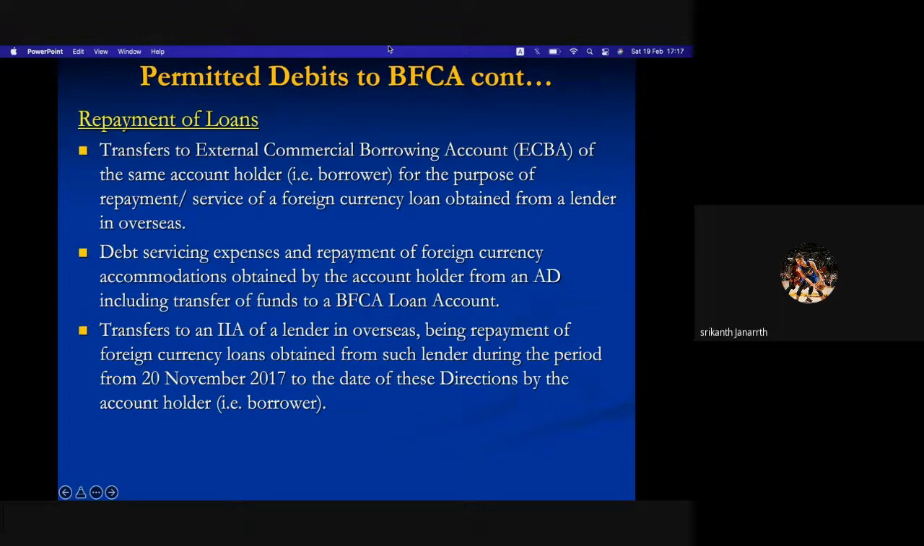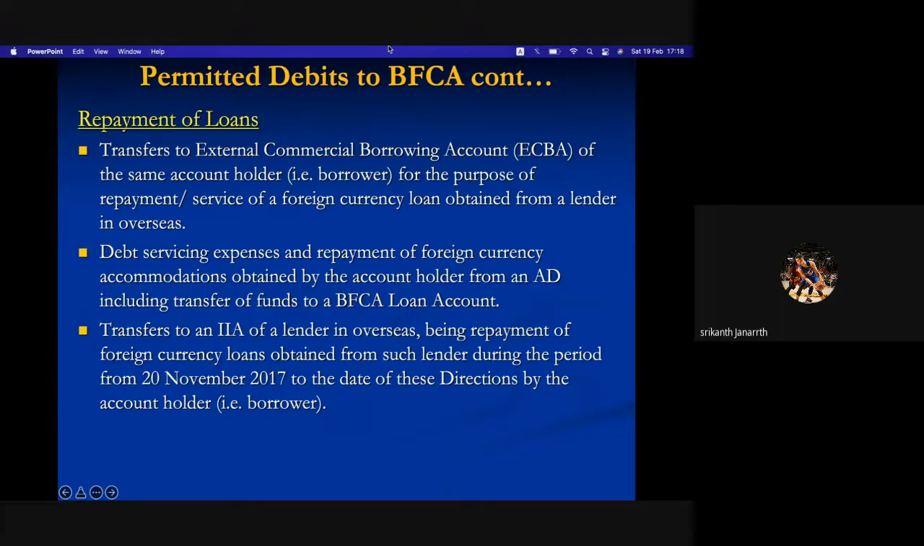But some of the lenders do not prefer to open an IIA in Sri Lanka because they don't want to open an account in Sri Lanka. But they can send the money. So what happened? The Central Bank recently introduced this regulation called the external commercial borrowing account. It is opened in the name of the company. The borrower has to be a company, remember. It has to be an incorporated company in Sri Lanka, which can be private or public, right? So that company can open an external commercial borrowing account.